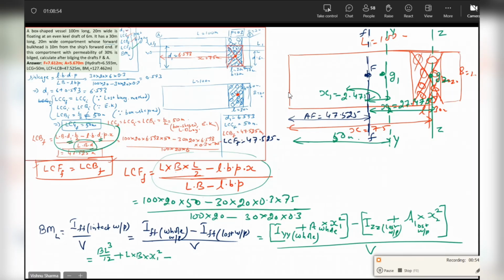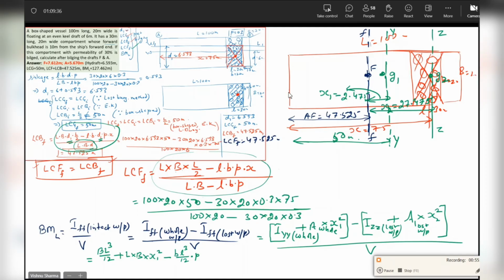Look at the diagram. Tell me what will be IZZ of the lost water plane. Is that BL cube only? Into permeability. PL cube by 12, sir. Is that all? Into P, sir, permeability. First you write PL cube upon 12. That is for the empty one, and then multiply that by P. Though it doesn't matter, you can multiply the numerator also, but technically you are taking a percentage of the moment of inertia, right? Not of LB cube P, right? Okay, beta. Anyway, it's the same, it doesn't make a difference.